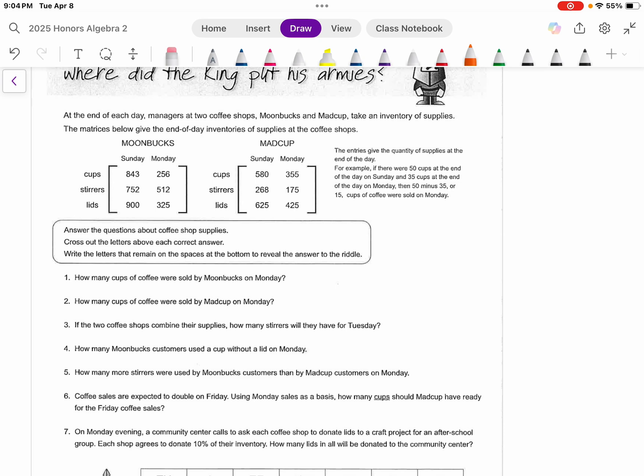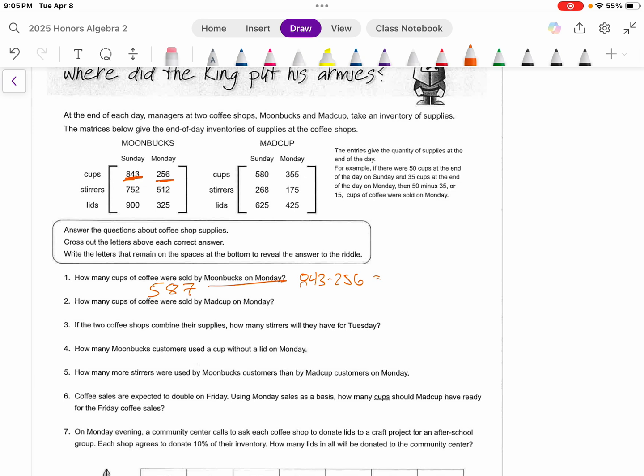It says, in number 1, how many cups of coffee were sold by Moonbucks on Monday? And so what you have to do is, if you read all the problem here, Sunday night, the ending cup count was 843. After the end of Monday, they had 256. So if we subtract those two numbers, 843 minus 256, then I can figure out how many they sold on Monday. And again, you might want to do that one in a calculator. I'm going to try to do it real quick here. 7, that's a 13, that's a 8, that's now a 7. So I think it's 587.